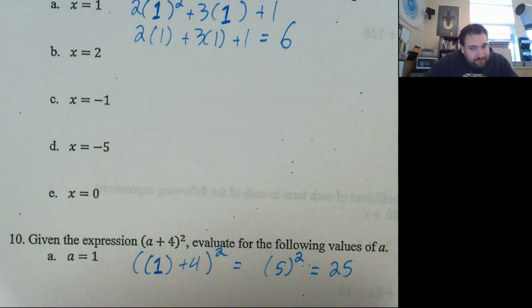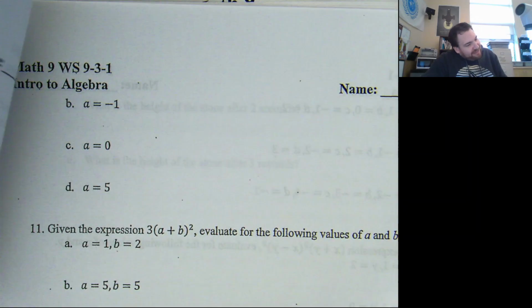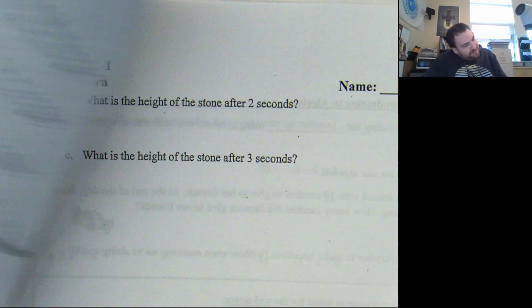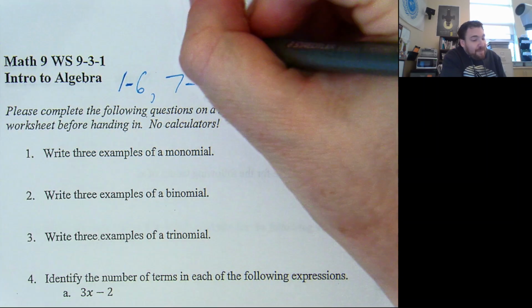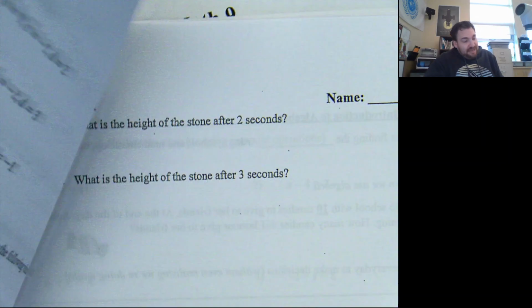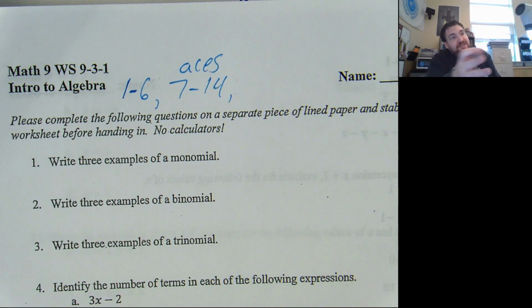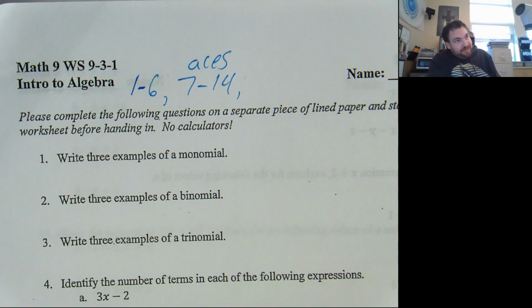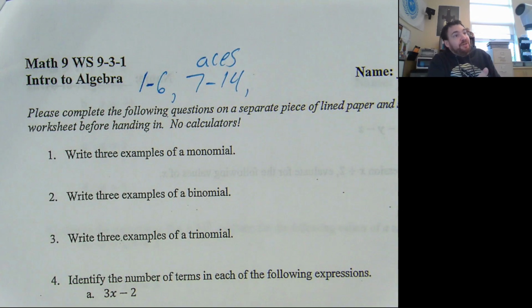Here's what I want you to do. I would like you to do questions 1 to 6, all of it. I would like you to do questions 7 to 14, ACEs. What's ACEs? ACEs is every other letter. A, but not B. C, but not D. E, but not F, etc. G, but not H.